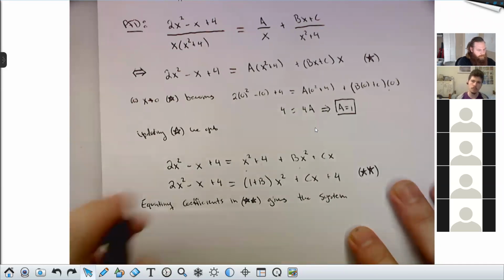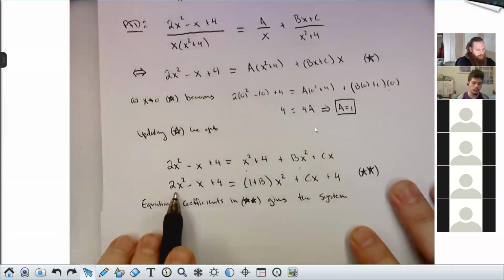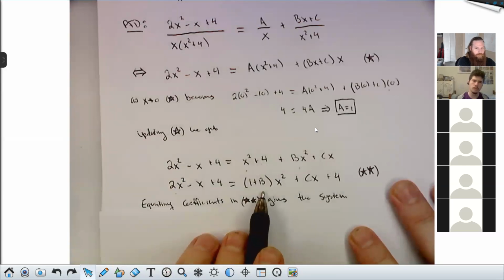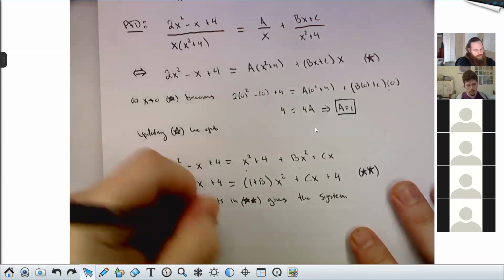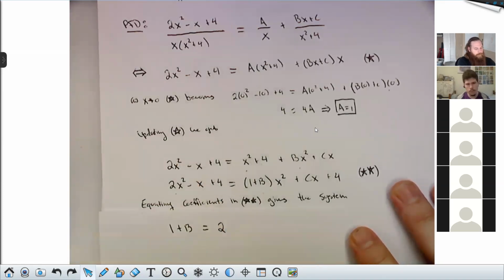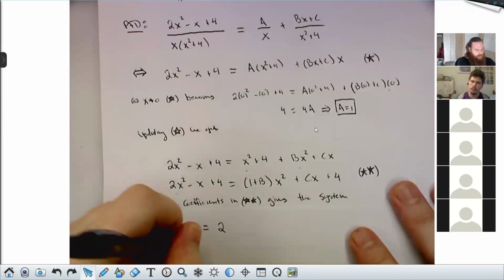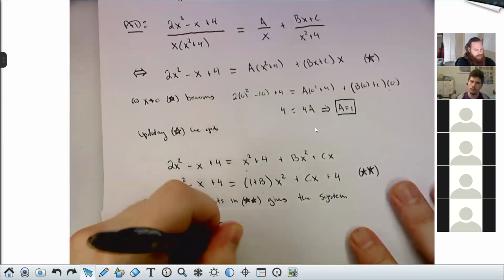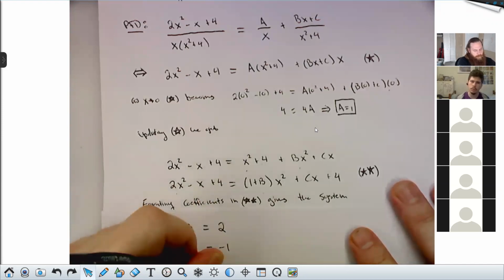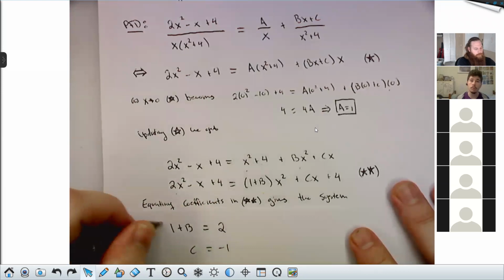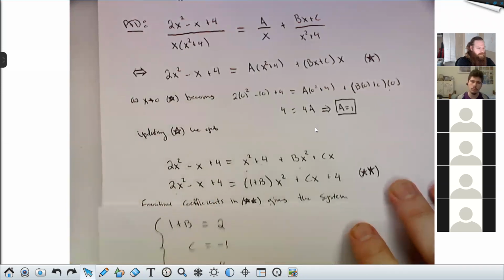Gives me the linear system. Well, 2 and 1 plus b are both the coefficients of x squared. So 1 plus b has to be equal to 2. C and negative 1 are both the coefficients of x. So C has to be equal to negative 1. And 4 has to be equal to 4. That's not useful, but it is true, and it is something we get from equating coefficients in 2 star. So I'll write it down.